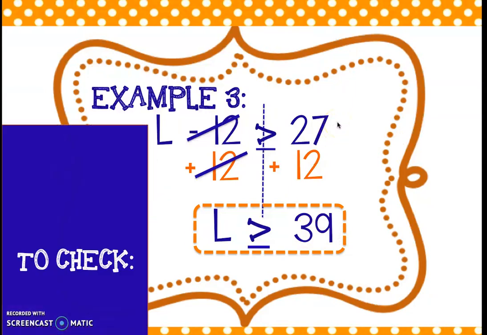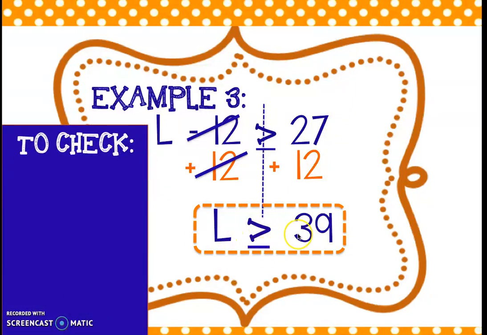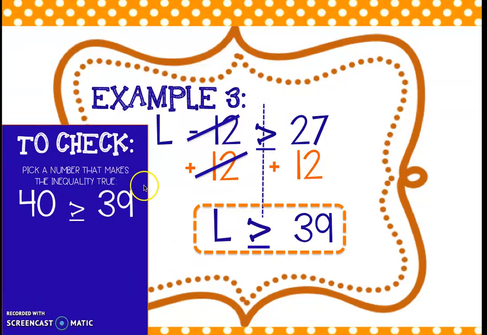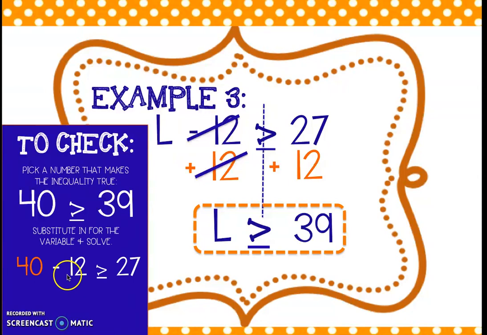So let's check. Any number greater than or equal to 39. I'm going to pick 40 because 40 is greater than 39, and I'm going to substitute it in for the L. So we have 40 minus 12, and I want to see, is that greater than or equal to 27? When I subtract, I get 28 on the left and 27 on the right, and 28 is greater than or equal to 27, so I know that this is a true statement. That means our inequality L is greater than or equal to 39 is a true statement.